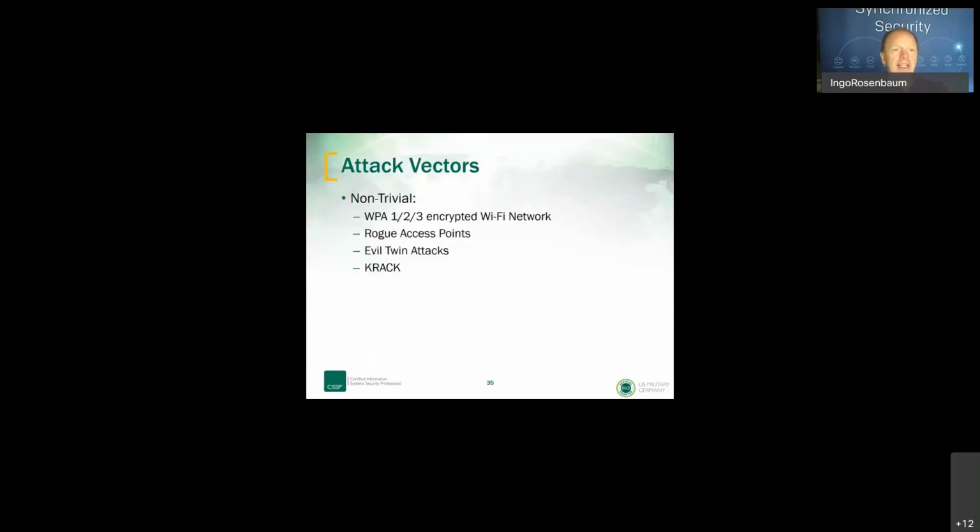So non-trivial attack vectors are again Wi-Fi Protected Access 1 to 3, rogue access points, the evil twin attacks, and the crack.